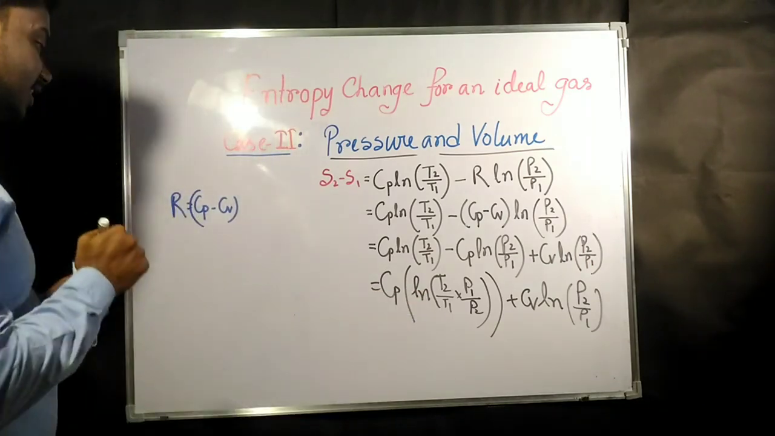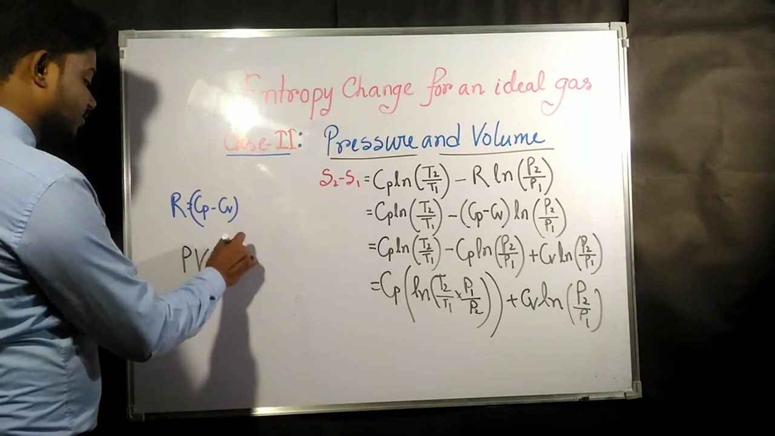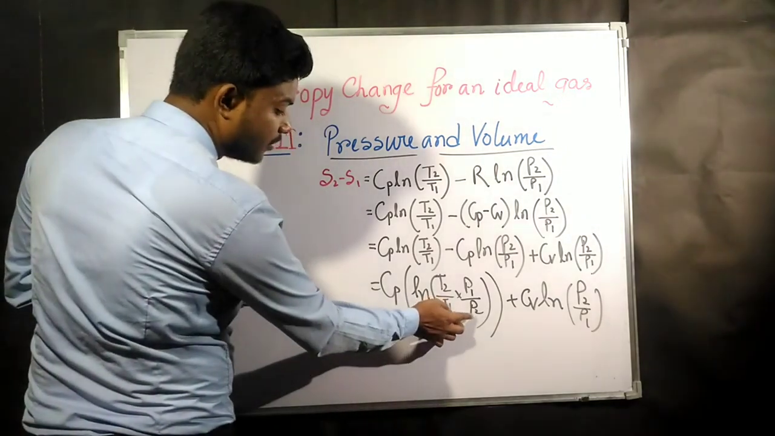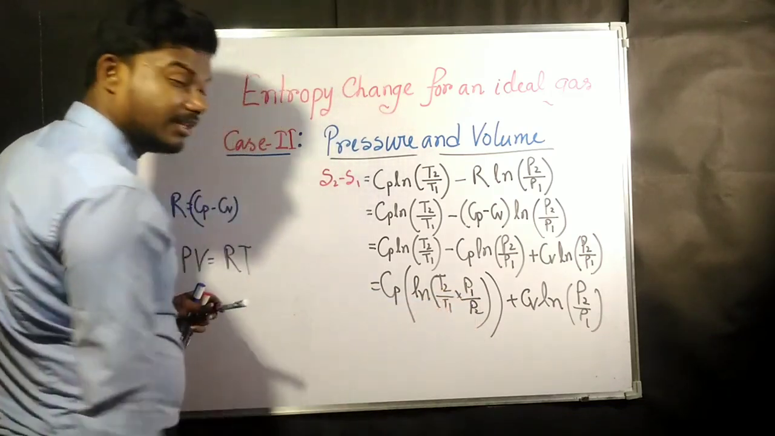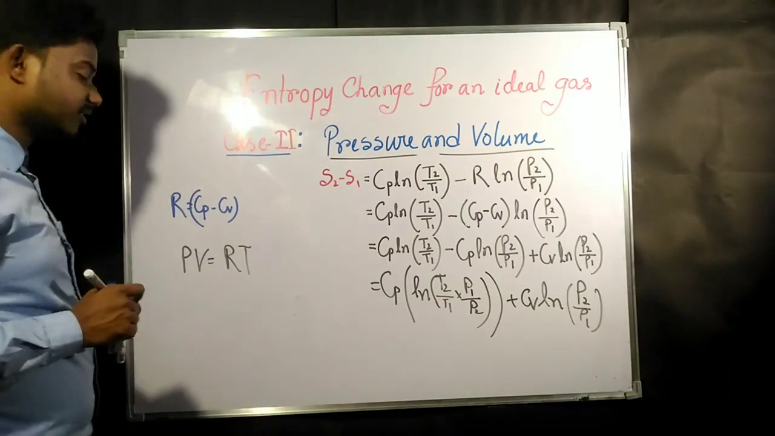Now if you consider again PV equals RT, we are having here P2 by T2 and P1 by T1. These are reciprocals.